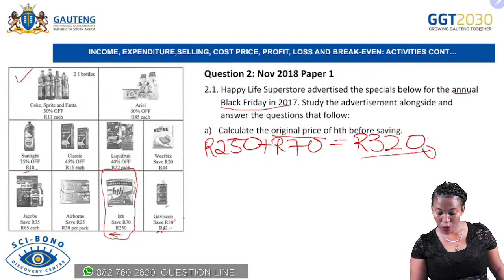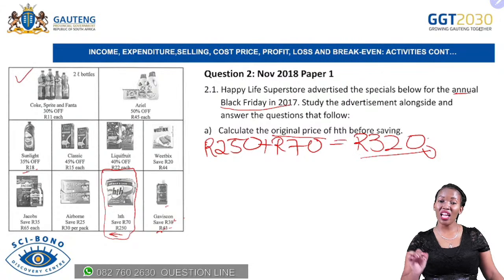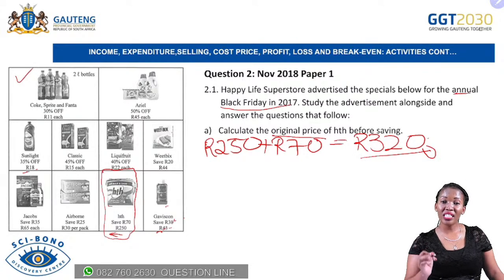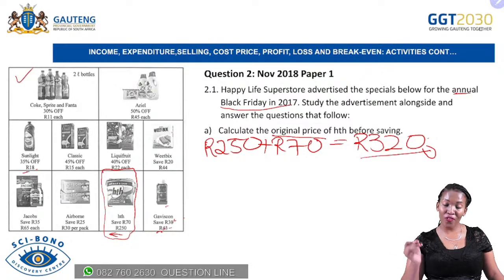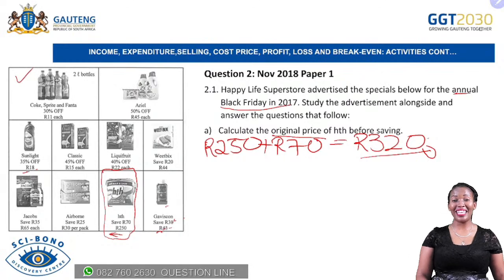320. So this would be the original price of the HTH before the discount was applied. The discount of how much? Of 70 rands. I hope all of you are getting the same answer as mine.